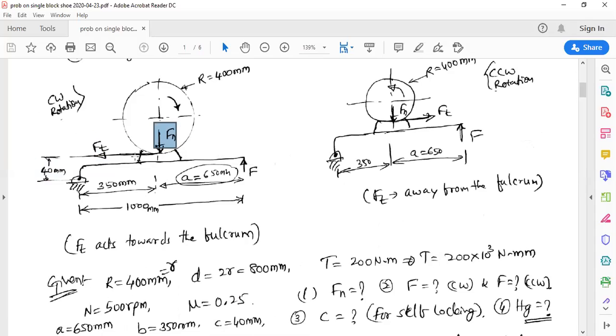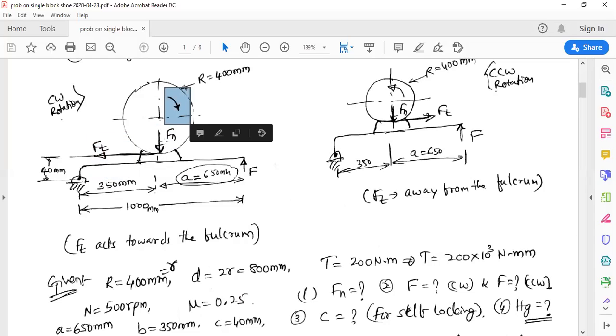So by referring to the question statement, and the direction in which the drum is rotating, usually the direction of Fn is shown towards the block and perpendicular to the lever itself, or perpendicular to the block itself. So this is what Fn that we have to represent. And the direction of Ft depends upon the direction of rotation of the drum.